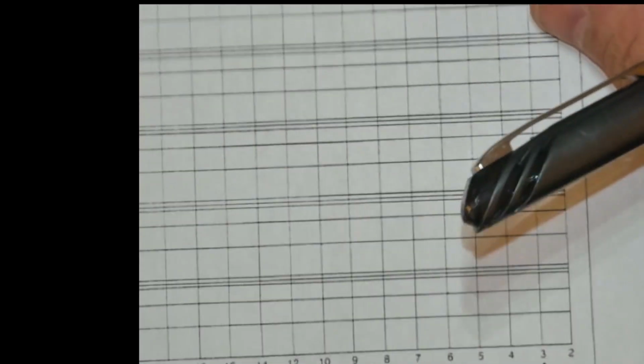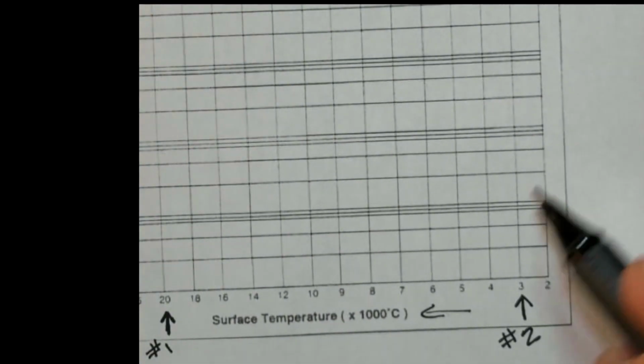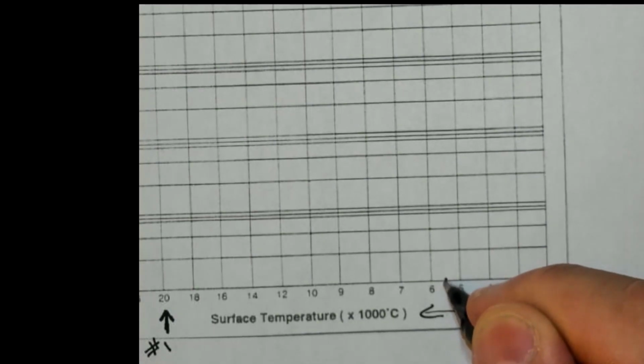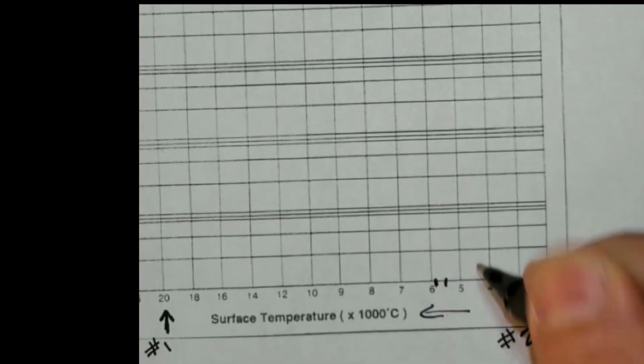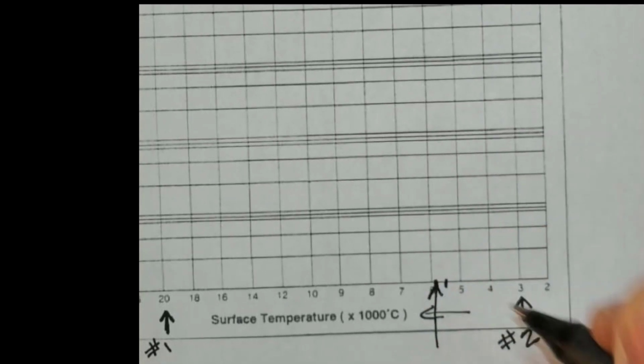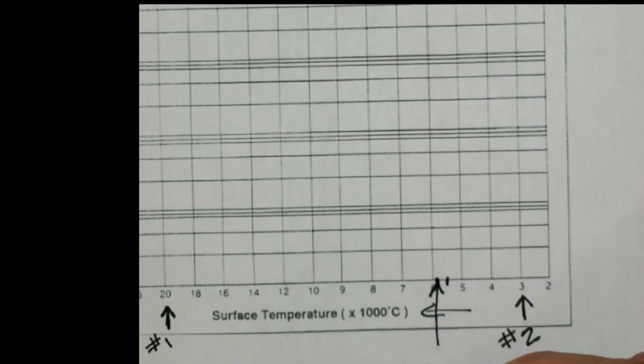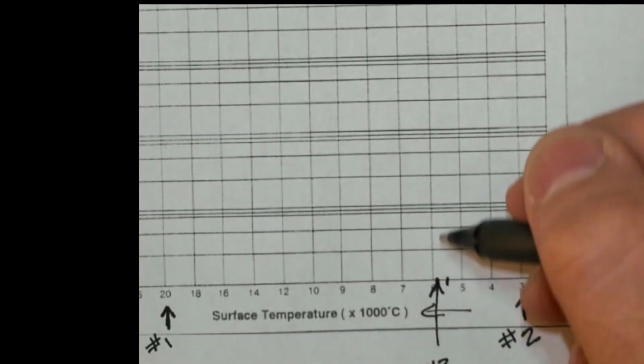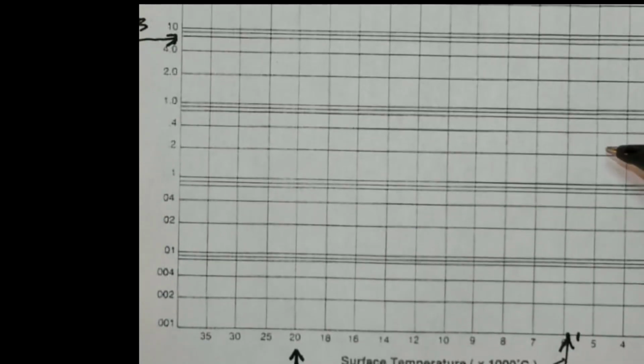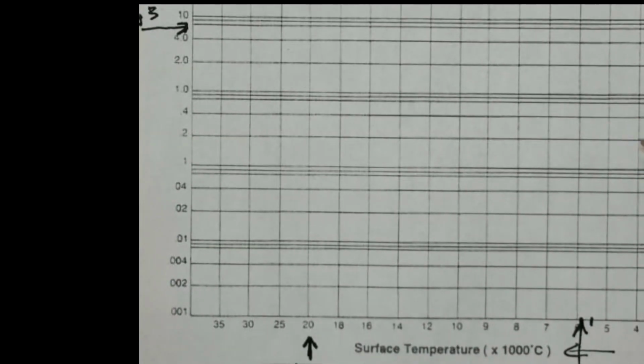So where would 5.9 be? Sorry about the camera. Where would 5.9 be? There's 5. 5.5 would be right in the middle, right? So 5.9 would be just to the right of 6. So I'm going to put an arrow right here just to the right of 6, and I'm going to label this one as number 3. So we're going to come on up. We're going to intersect with our 6. So let's go up. And we're looking right about there. And that one was Polaris. And that was number 3.